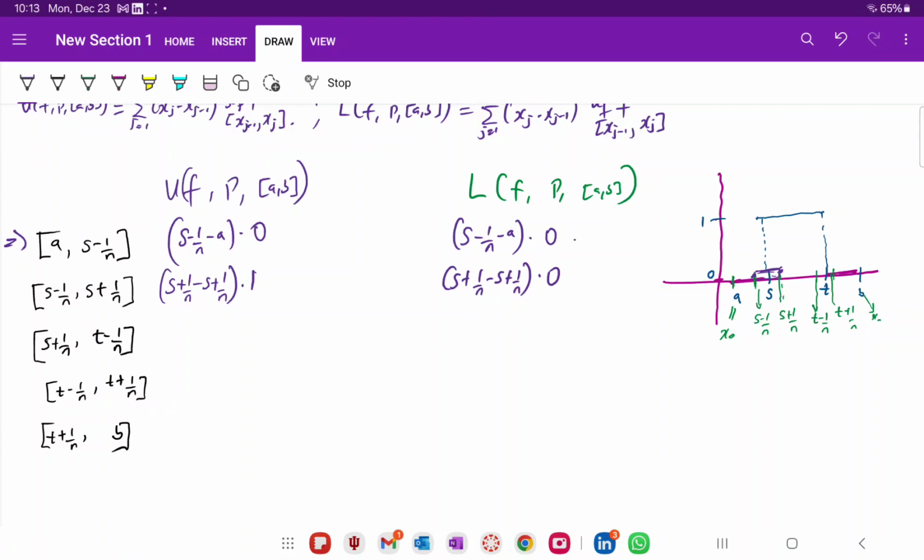So let's check the next subinterval. For the next subinterval, we have the length to be t minus 1 over n minus x minus 1 over n. Here now we are dealing with this entire interval, and on it our function is 1. So the supremum will be 1, and the infimum of our function on that subinterval also will be 1.